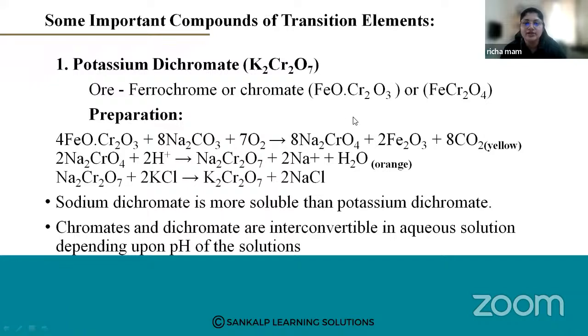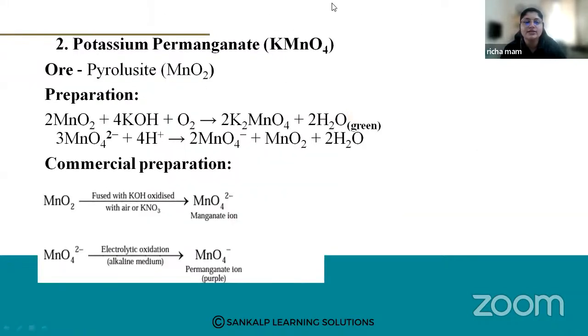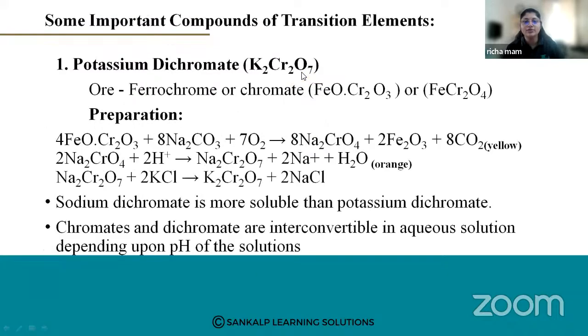Okay. So let us go for the next one. Next is potassium permanganate. But before that, we did not discuss the properties of potassium dichromate. Potassium dichromate is used as a primary standard in volumetric analysis. As it has a dark color, that is orange color, because of that it is used as a primary standard against different solutions in volumetric analysis.